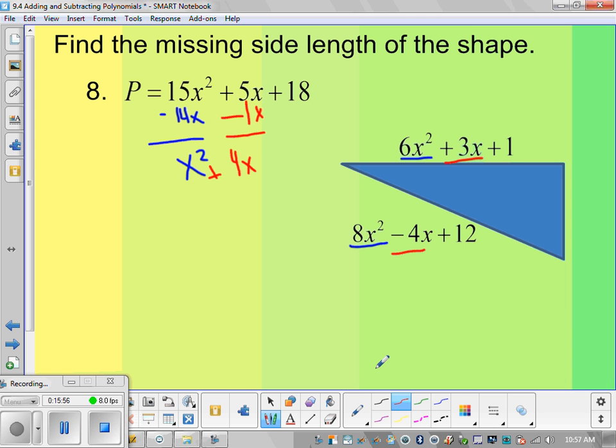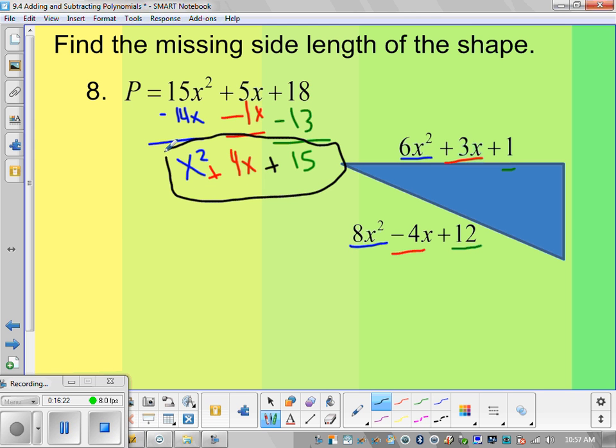The last one to check is the constants. We have 12 plus 1 is 13. So we've used up 13 of our constant numbers, which leaves us with 15. That means the height of this triangle can be represented as x squared plus 4x plus 15. Take a moment and see if that sinks in, or if you want to replay it. We basically subtracted what we used for the leg and the hypotenuse to find the other leg.